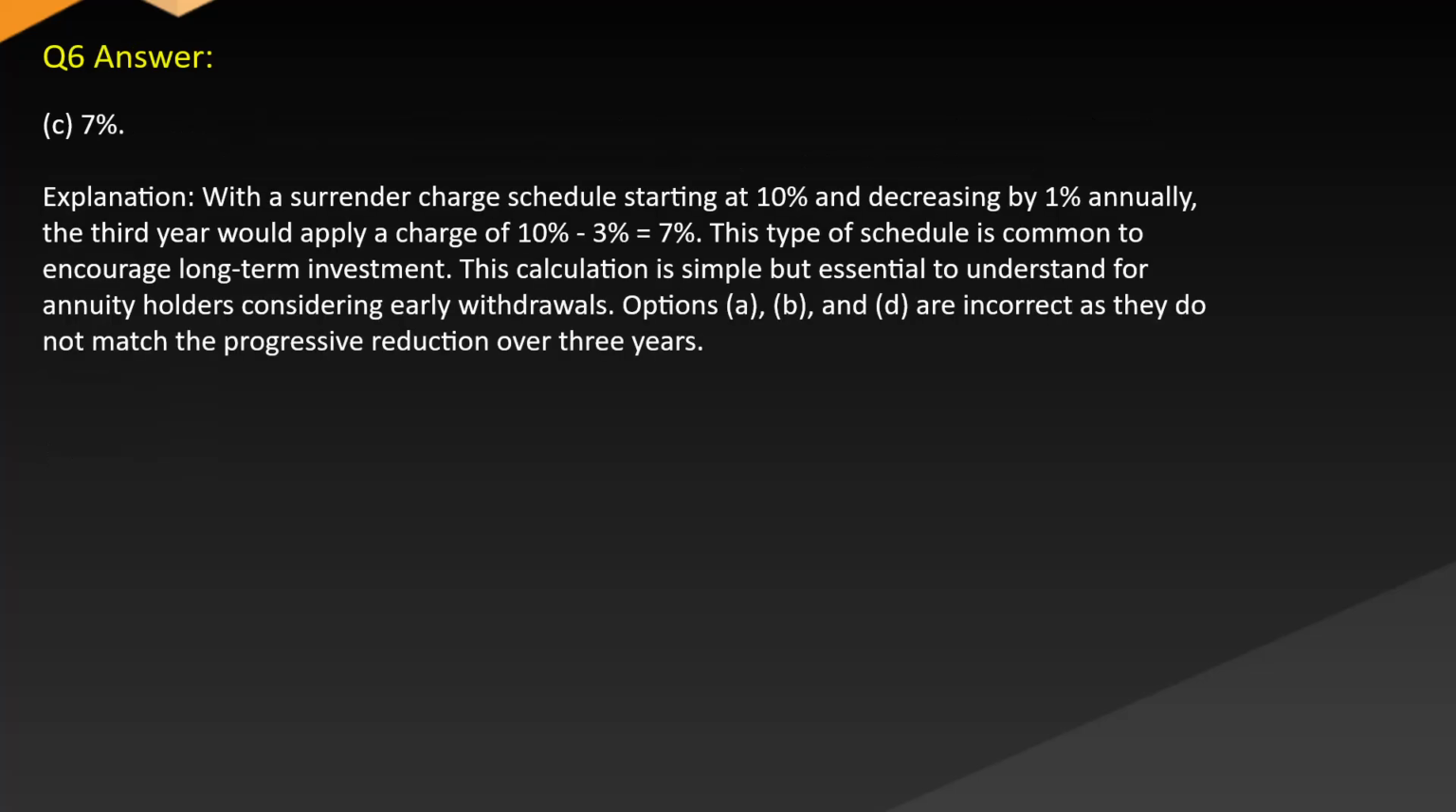Answer: C. 7%. Explanation: with a surrender charge schedule starting at 10% and decreasing by 1% annually, the third year would apply a charge of 7%. This type of schedule is common to encourage long-term investment. This calculation is simple but essential to understand for annuity holders considering early withdrawals. Options A, B, and D are incorrect as they do not match the progressive reduction over 3 years.